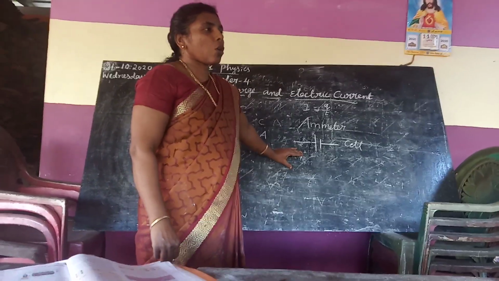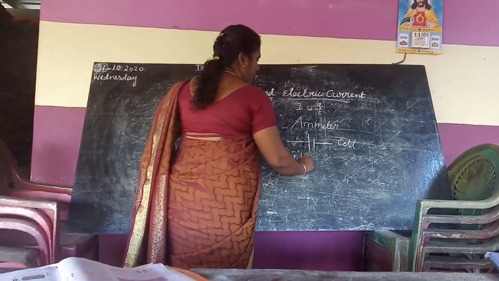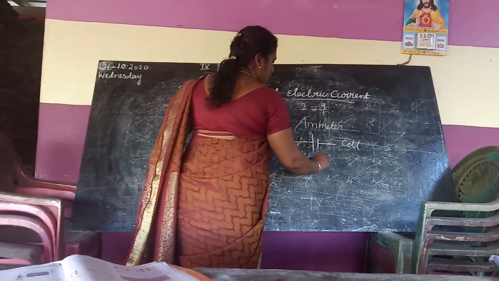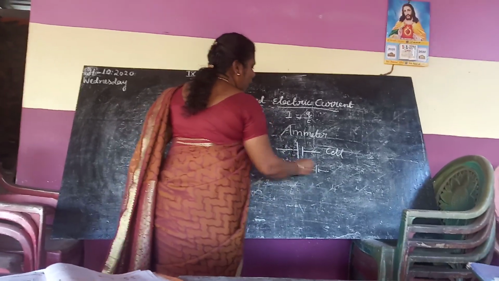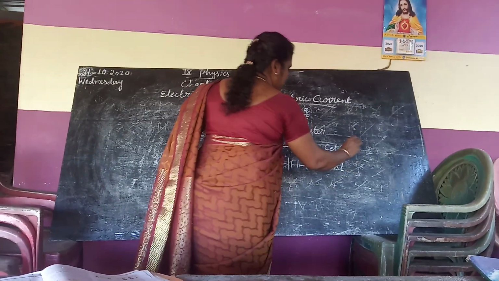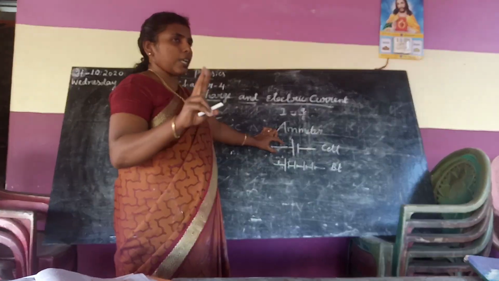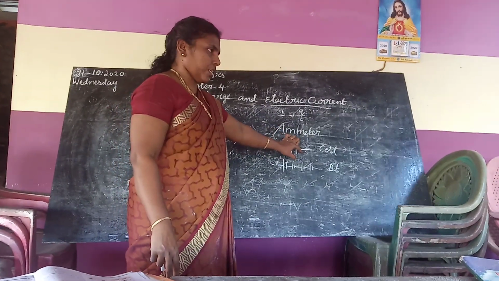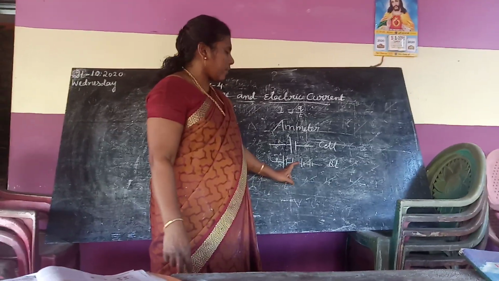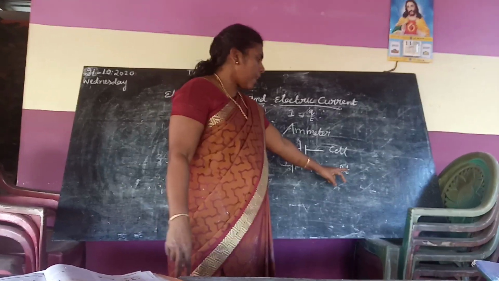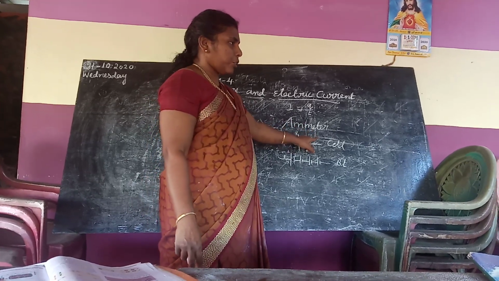A combination of cells is called a battery. Battery means a combination of cells. The short form of battery we can write as BT. A cell has two terminals, positive and negative, and a battery is a combination of one or more cells. The current passes from the positive terminal to the negative terminal.